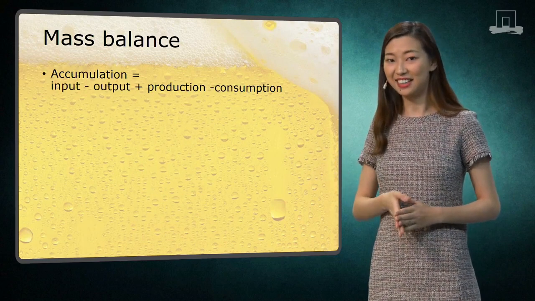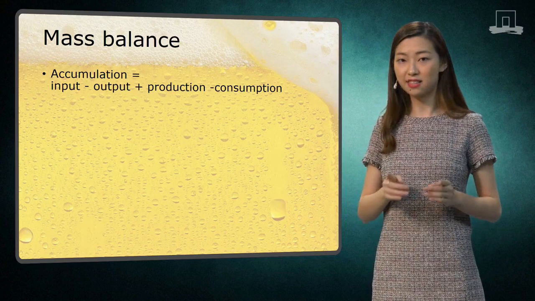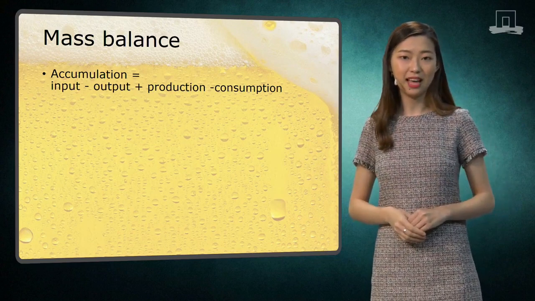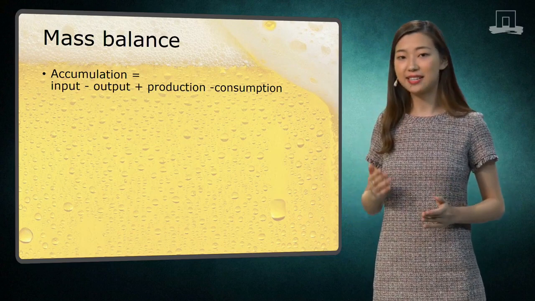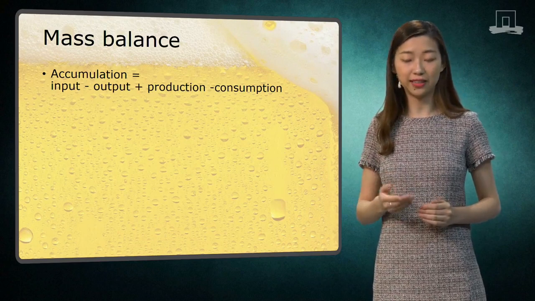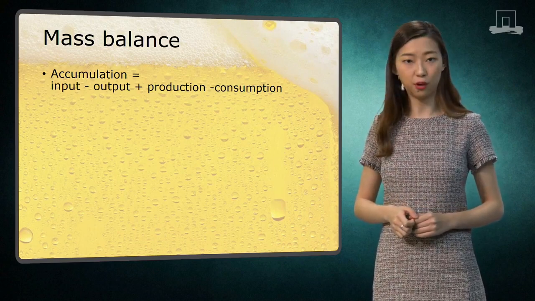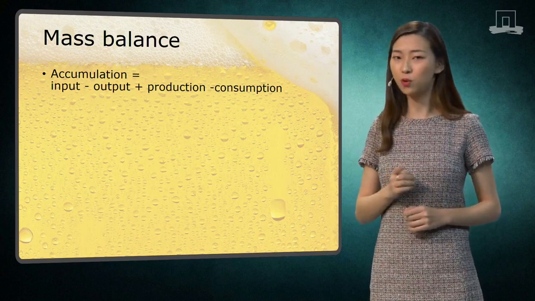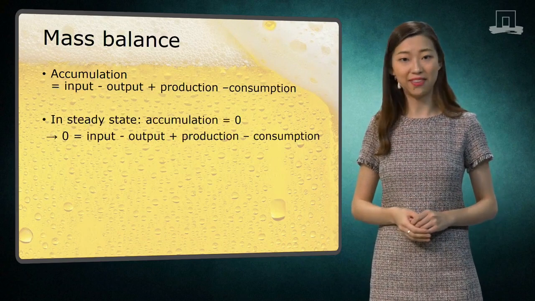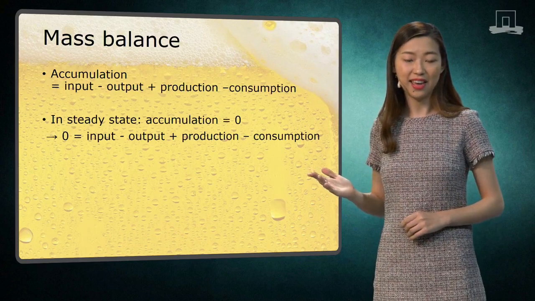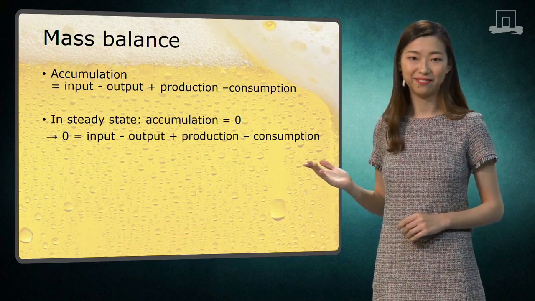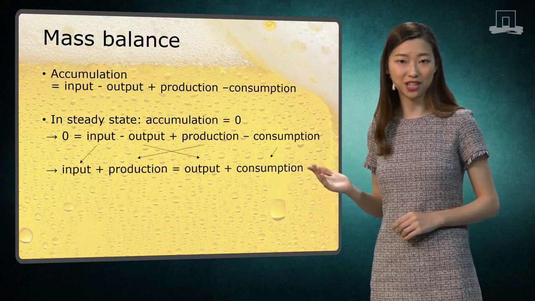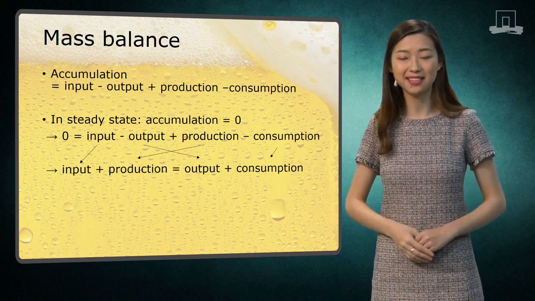Now it looks a little less simple. Let's make it simpler again. As we said, during the steady state, the accumulation equals 0. So first let's assume that we are in a steady state, which is mostly the case. We end up with this. And after rewriting, input plus production equals the output plus consumption.